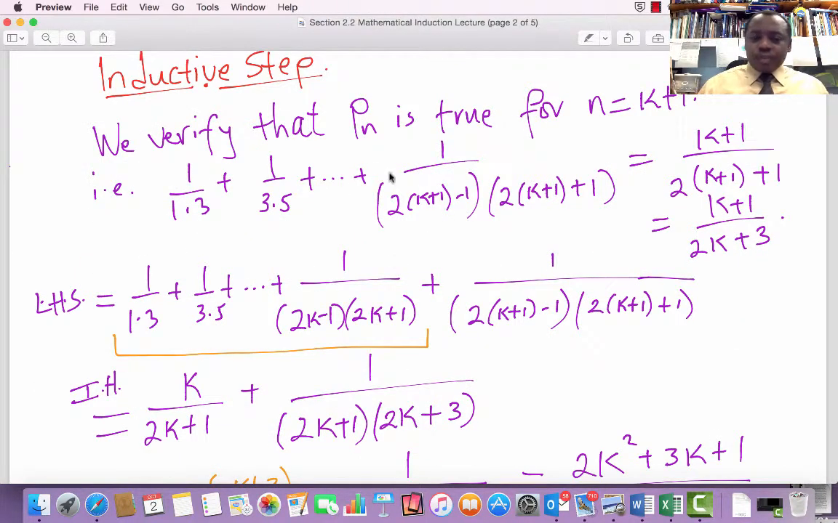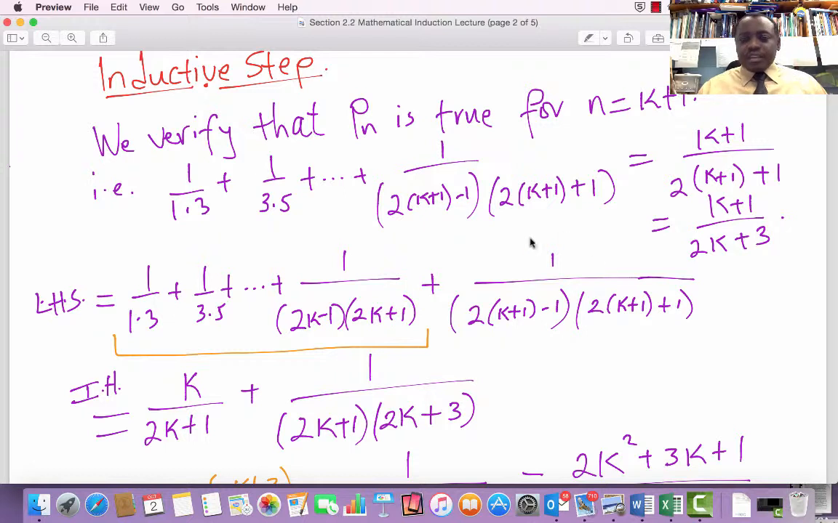So we start off with the left-hand side and show that it equals the right-hand side. The left-hand side equals, we go ahead and expand this out. The last term here is when n equals k plus 1, but before we get to n equals k plus 1, we go through n equals k. So if we expand out the left-hand side a little, we would have 1 over 1 times 3 plus 1 over 3 times 5 plus ... plus 1 over (2k minus 1)(2k plus 1) plus 1 over all of this.